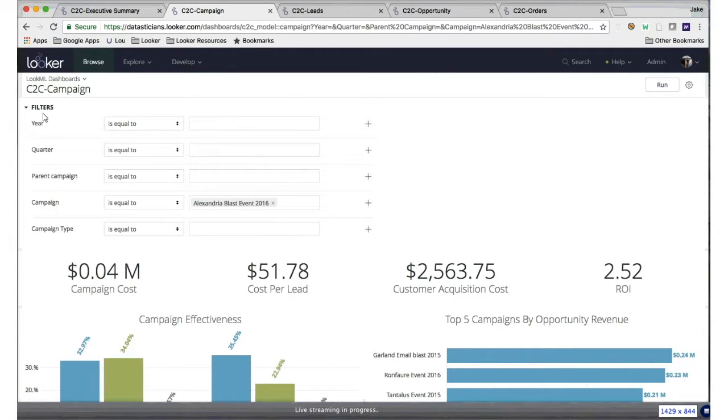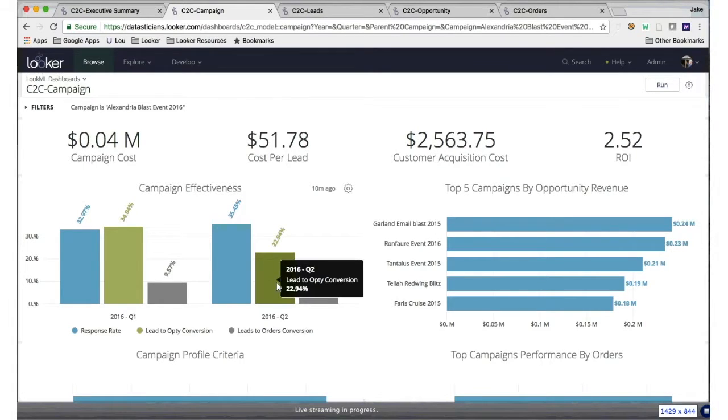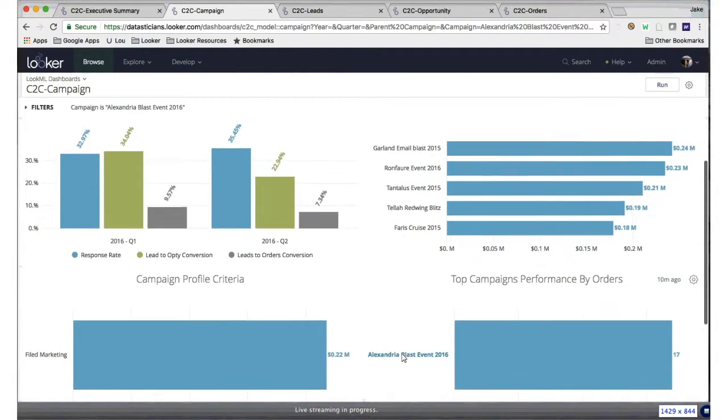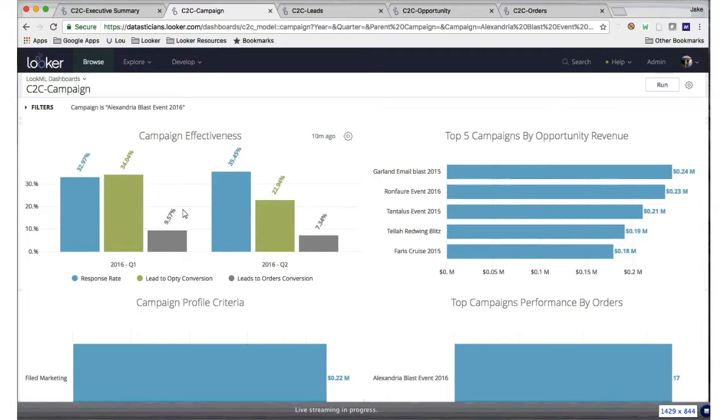And that's going to tell me the cost of that campaign. I'm going to get the cost per lead that campaign generated, customer acquisition cost, the return on the investment, as well as starting to look at things like the campaign effectiveness. So here we're starting to see more of the funnel type metrics. We have from quarter 1 and quarter 2, how people's response rate led to opportunities and how that led to orders.